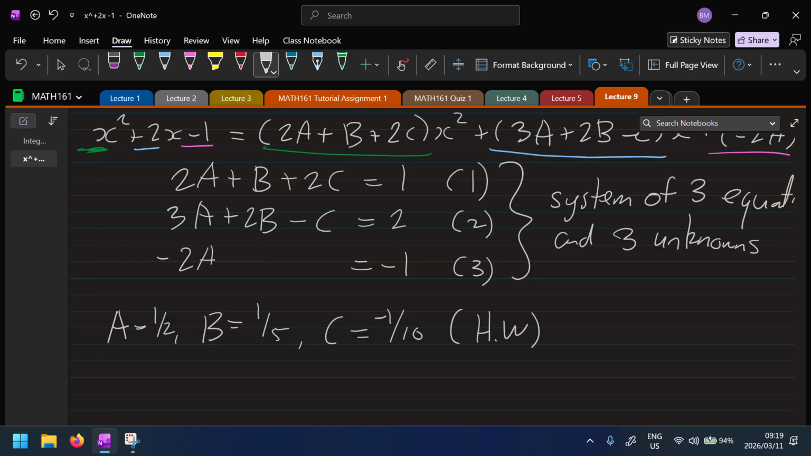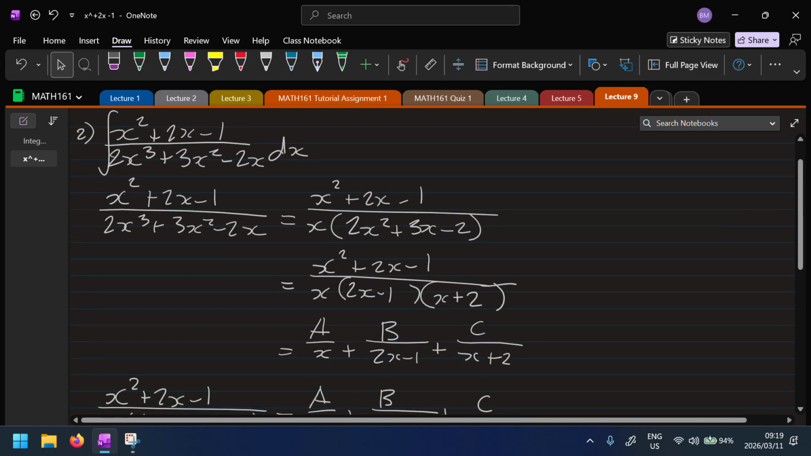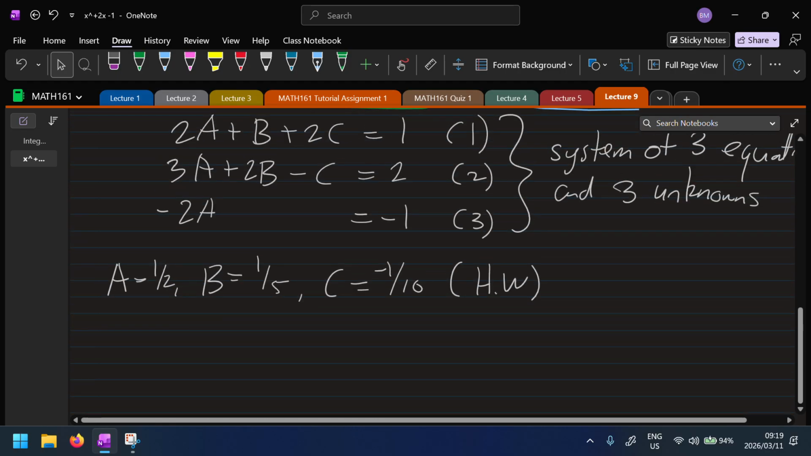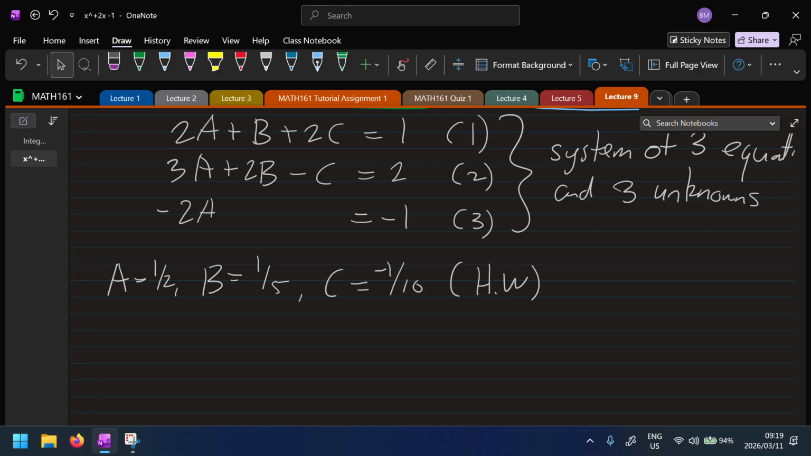Okay, now that you have your a, b, and c, we can then substitute it back. So you substitute back a, b, and c, and you do your integration. So it will be natural log of x, 1/2 natural log of 2x minus 1, natural log of x plus 2. Okay, that's easy stuff. You know how to do that one. Okay, so homework, substitute back, and then finish off the integral. Okay, I gave you the coefficients, sub back, do the integral. Okay, any questions on this one?